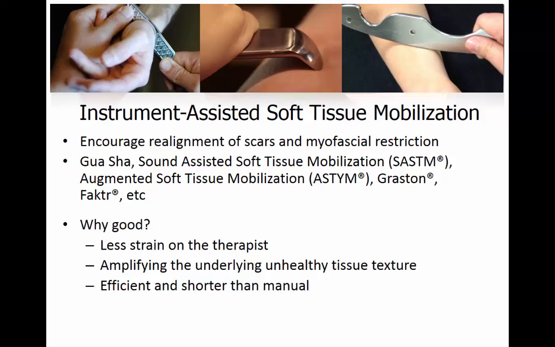Another technique for massage is instrument-assisted soft tissue mobilization. It can be very hard on the hands to perform massages for long periods of time, and therefore, utilizing instruments with the massage techniques can be very helpful. These instrument-assisted mobilization techniques generally encourage realignment of scars and myofascial restrictions. There are multiple different types and styles of instrument-assisted mobilization.